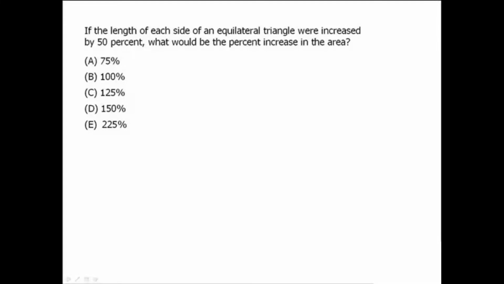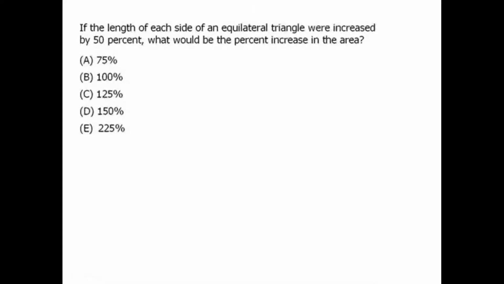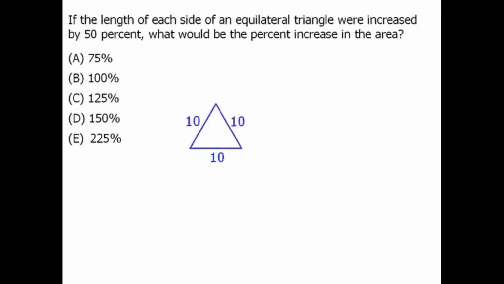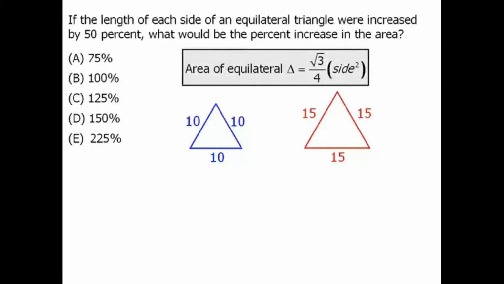Since the question does not tell us the size of the original triangle, let's let our original triangle have sides of length 10. Now, when we increase the length of each side by 50%, our new triangle has sides of length 15. Now we want to compare the areas of these triangles, so we need our formula for finding the area of an equilateral triangle.